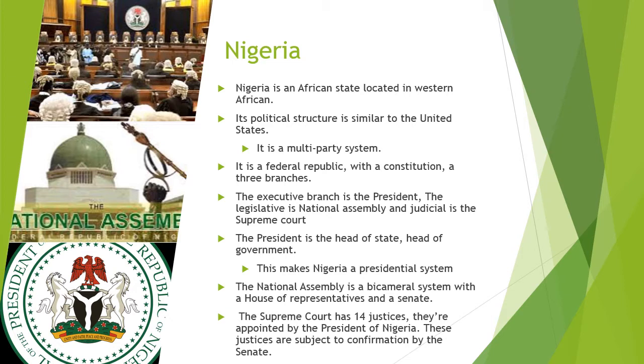And its National Assembly is a bicameral system with the House of Representatives being the lower chamber and the Senate being the upper chamber. Now, the Supreme Court has 14 justices, one being the Chief Justice, and they're all appointed by the President and are confirmed by the Senate.